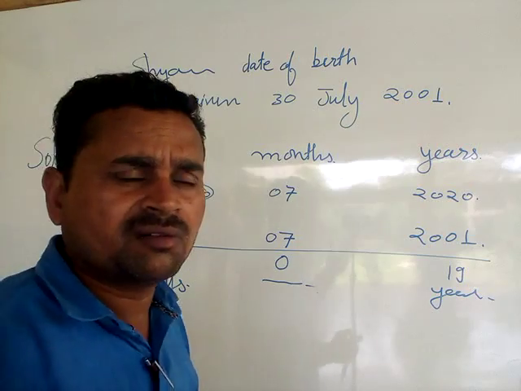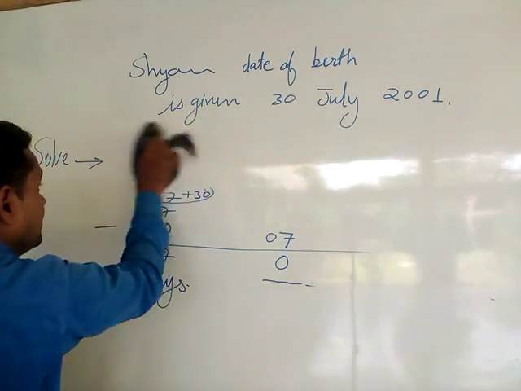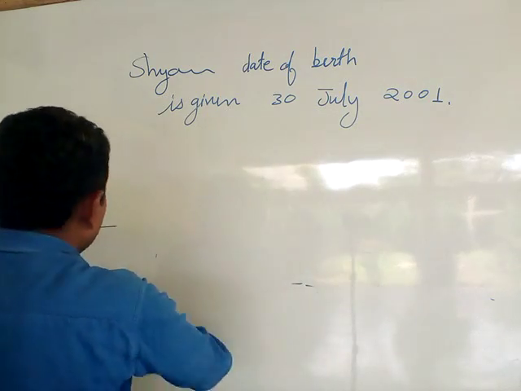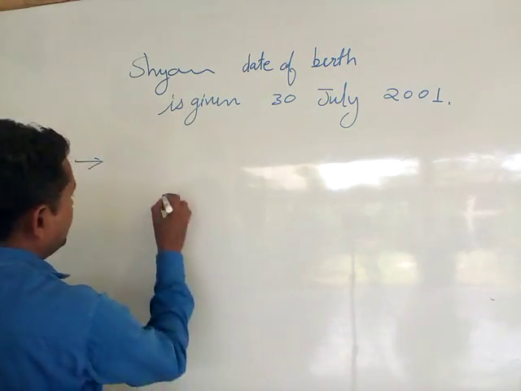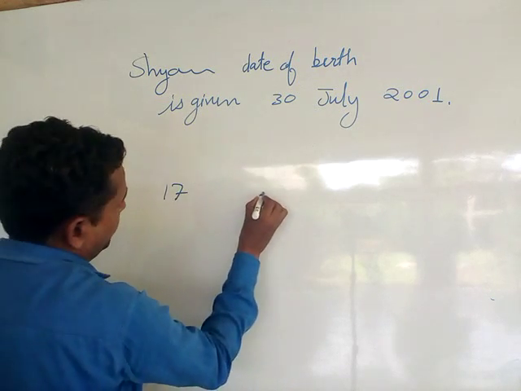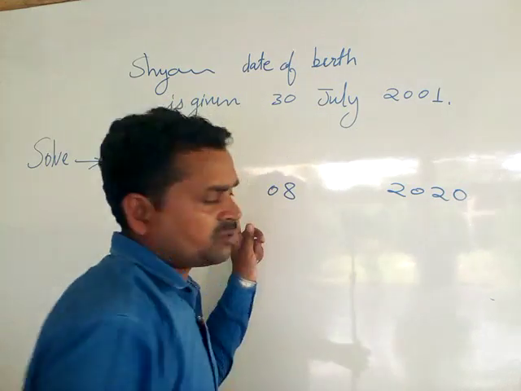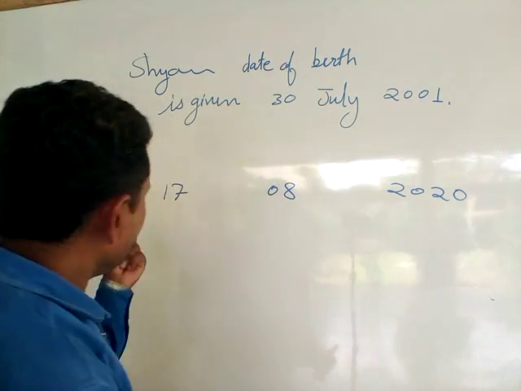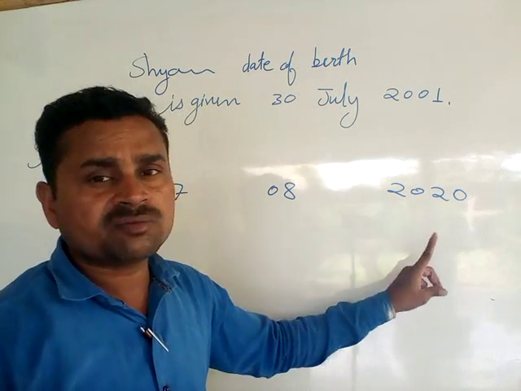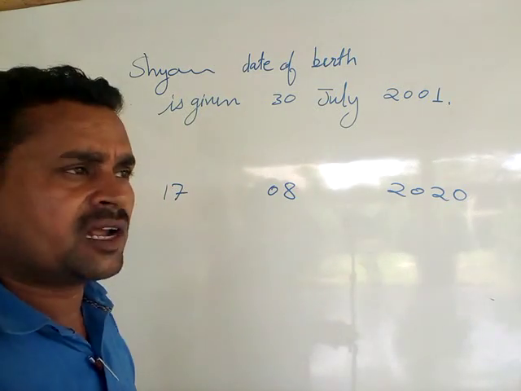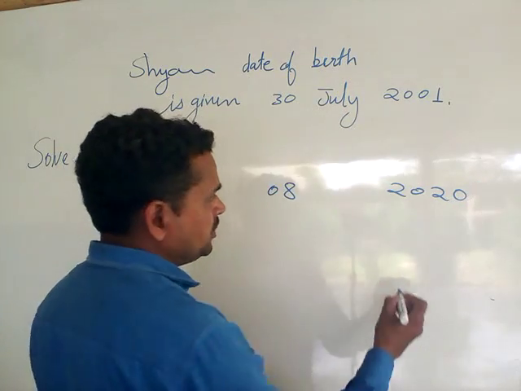The next example you can understand very easily. Suppose today's date is given here as 17, 08, and 2020. This is today's date. Now here you find a bigger number, here also a bigger number, and here a smaller number. It cannot be so. So you can put here the date of birth of any person.